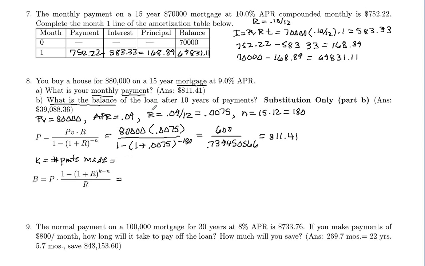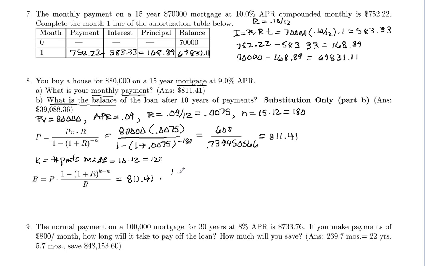So let's see here. We made 10 years of payments, so that's going to be 10 times 12. That's 120 payments made. So plug in our P here. Payment was the 811.41. That's the answer from part A.